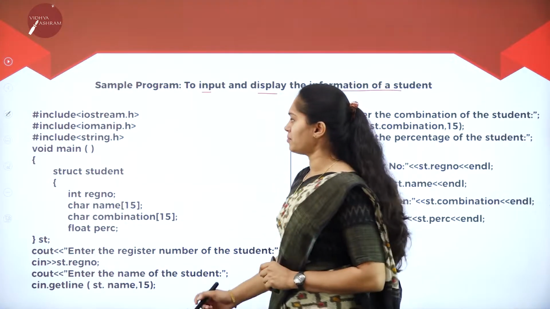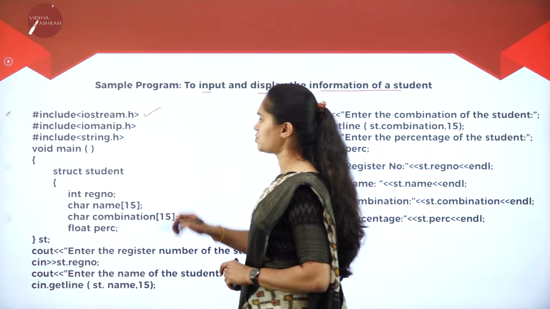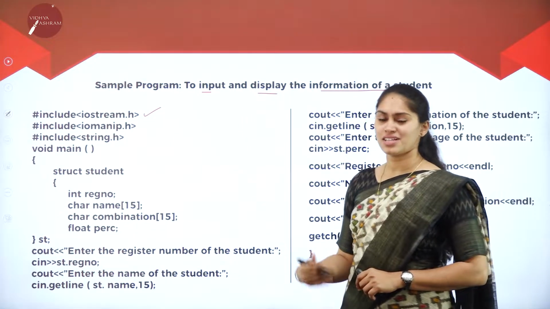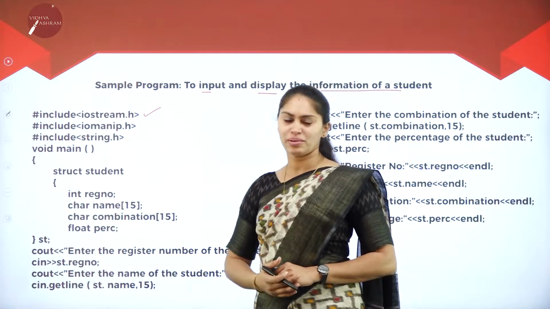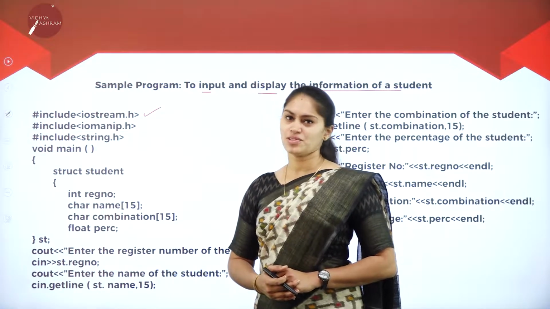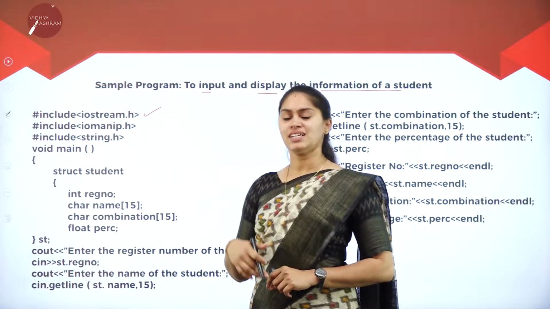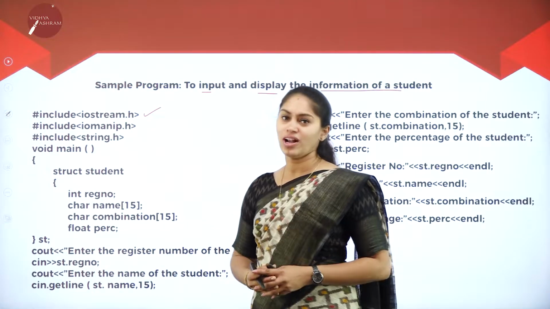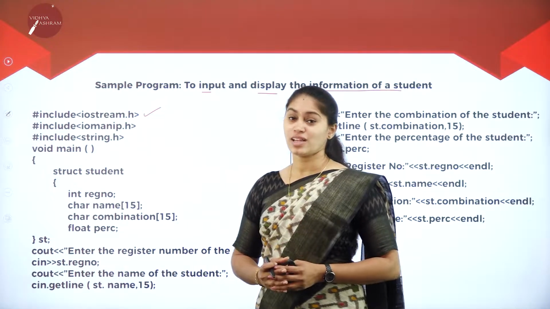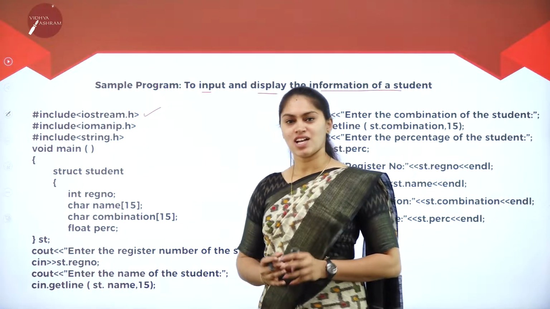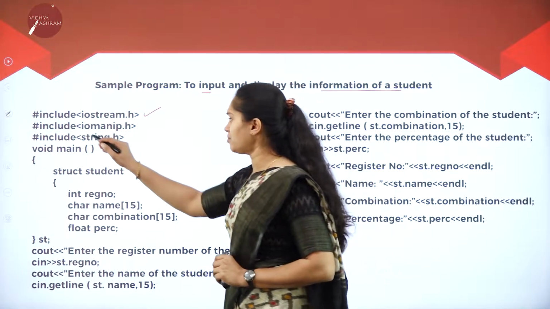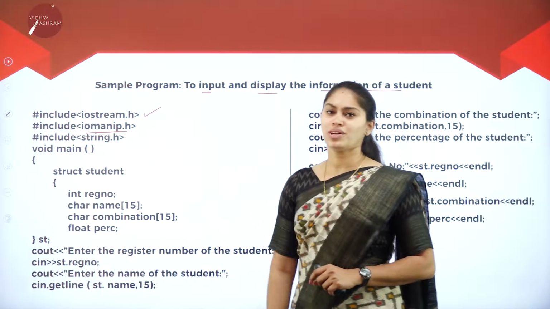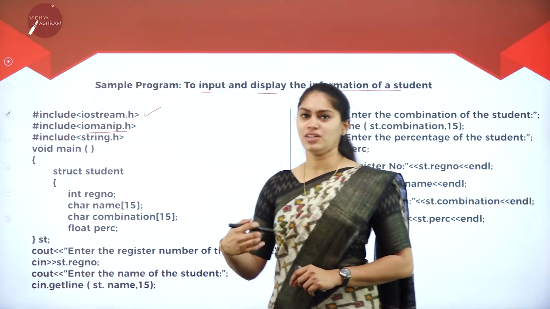So we'll see the program now. Here I have 3 header files. First is #include <iostream.h>. When I want to perform input output operations in my program, I have to use cin and cout. Those cin and cout objects are in the class in the iostream.h header file, so it is mandatory to have it. Then I am taking iomanip.h. What is that? Input output manipulation header file.